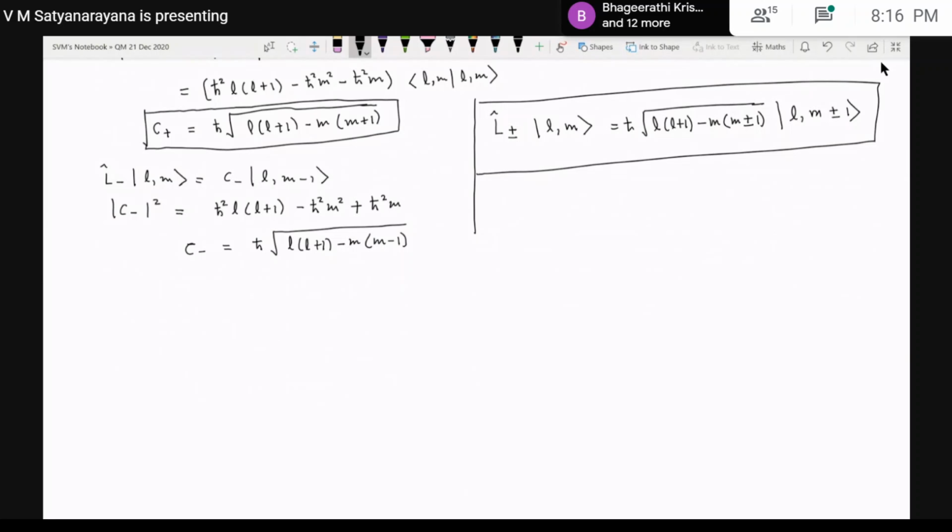Okay, so the second thing is if we have spin angular momentum or total angular momentum.